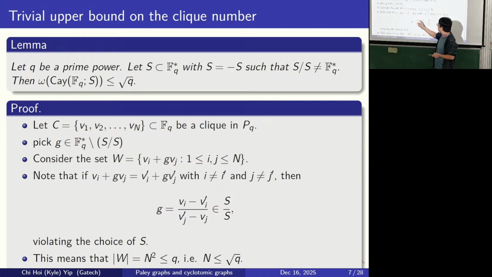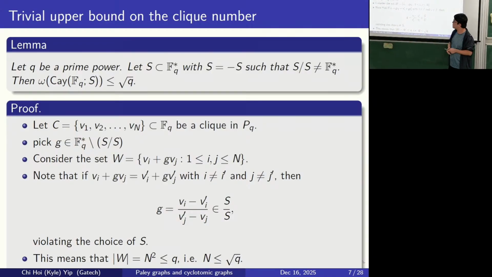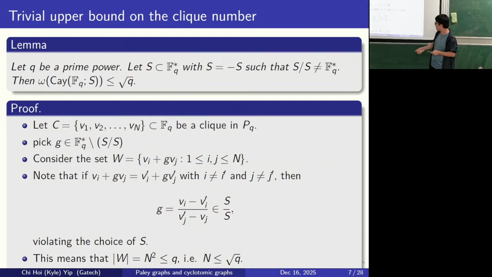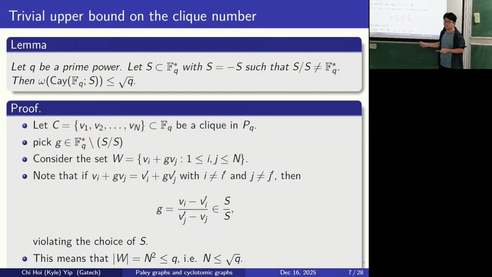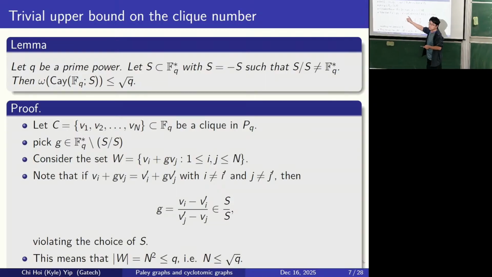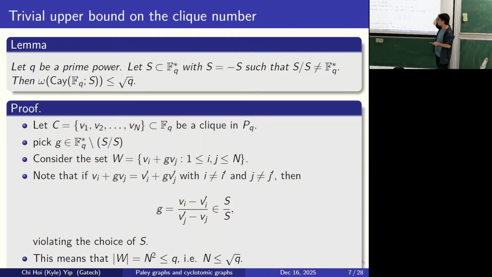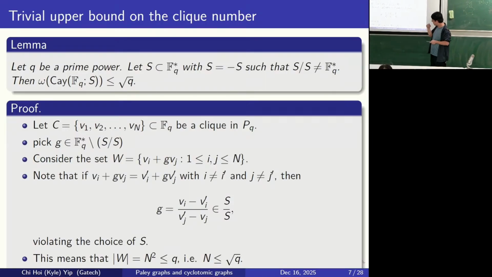So we know that W would have size n squared, and W is of course a subset of the finite field FQ, so it has size at most Q. So this will show n is at most square root Q. So our task is to just show that they cannot be equal. So let's try to prove by contradiction.